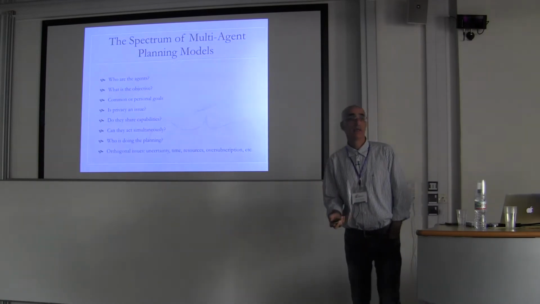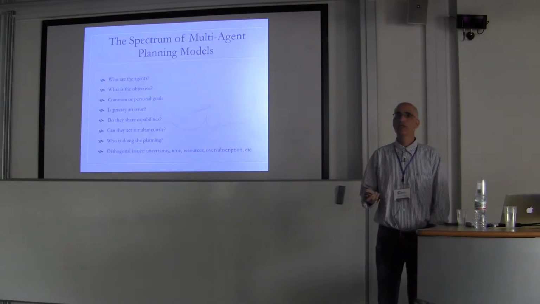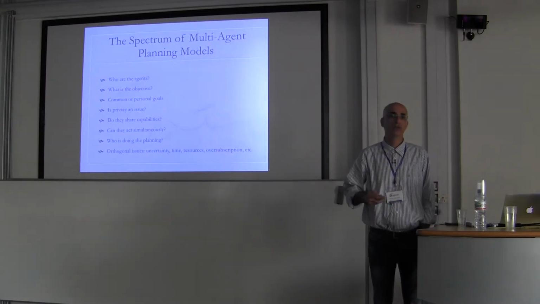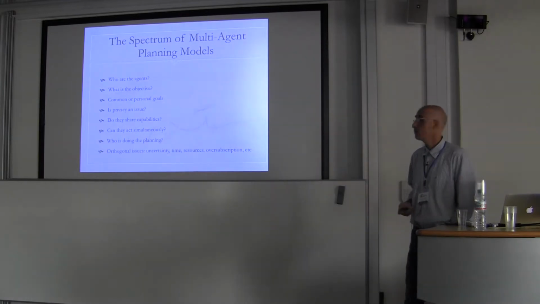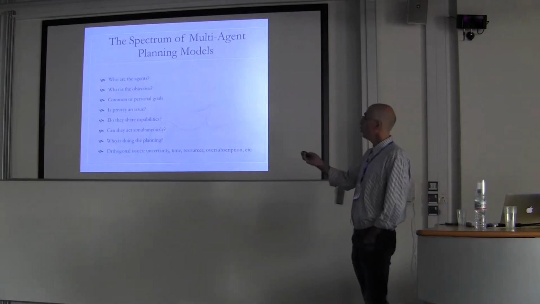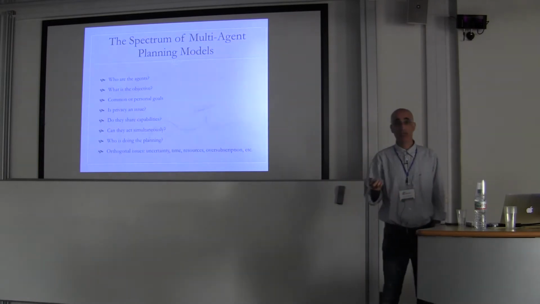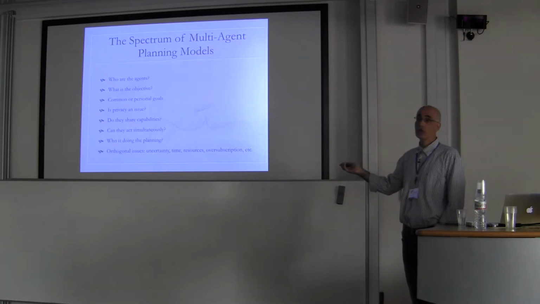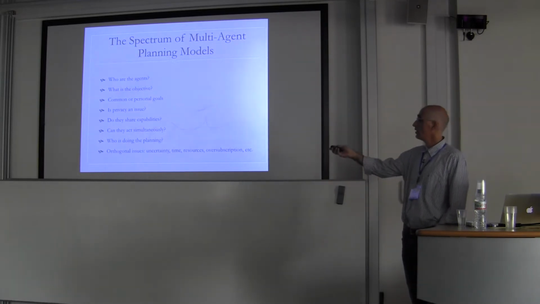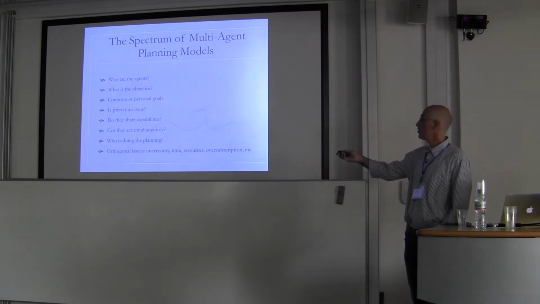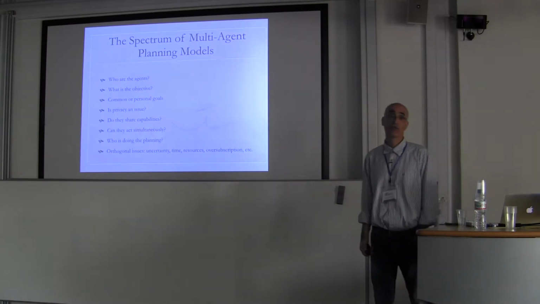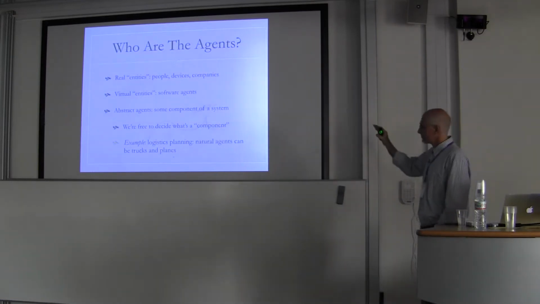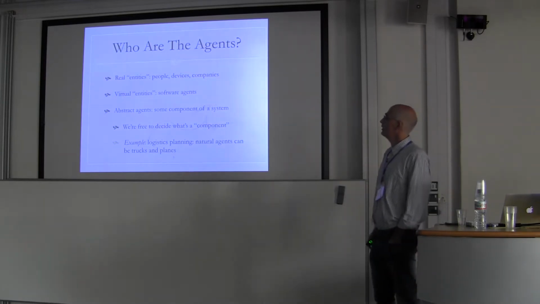Who is doing the planning? Do we have a centralized entity that is planning for the system, or are the agents that are going to take the actions planning for themselves? And there are all the orthogonal issues that are not specific to multi-agent systems. You can also make the models more complex by talking about uncertainty, temporal issues, resources, oversubscription, and so forth. So, let's look at these issues in a little more detail.